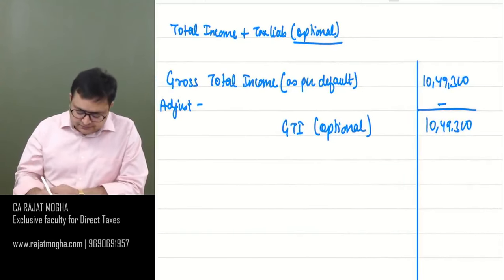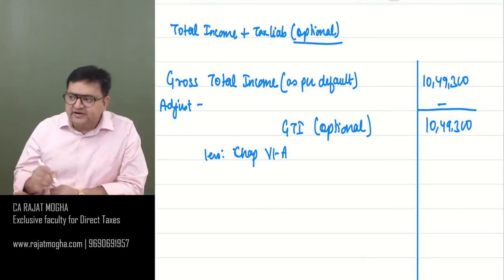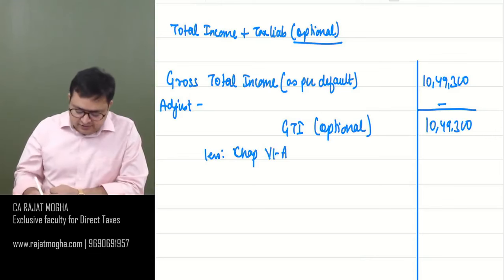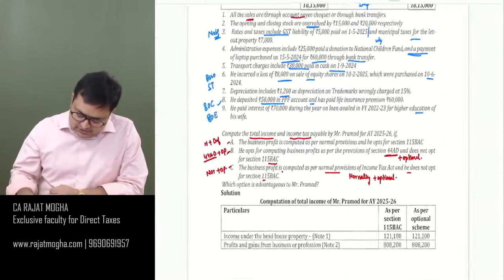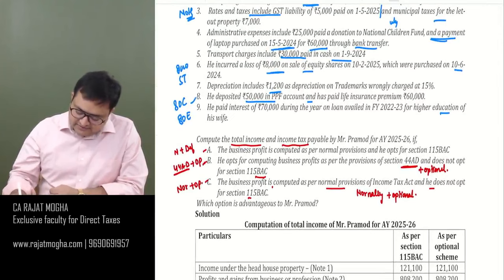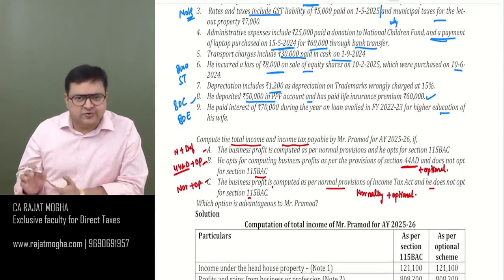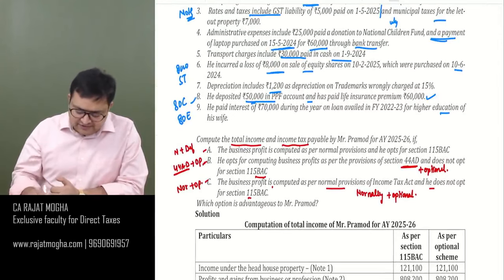Now, less: Chapter 6A deduction. Chapter 6A deduction would be there. So what would it be? 80C is there. He has paid his life insurance premium and PPF. How much? Life insurance premium he has paid 60,000. Sum assured is not there, so I'm okay with it. 60 and 50.